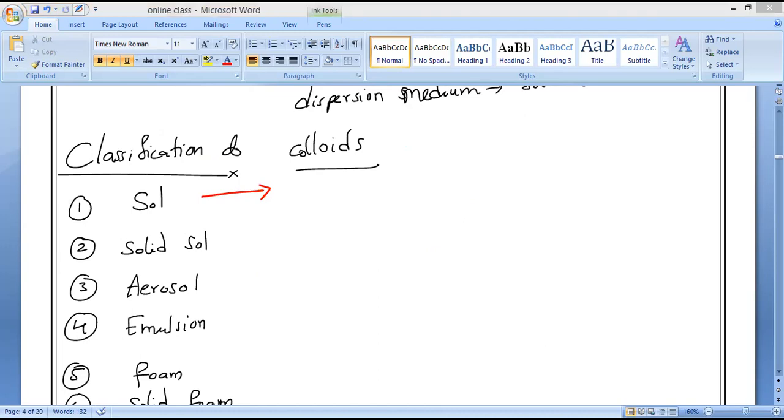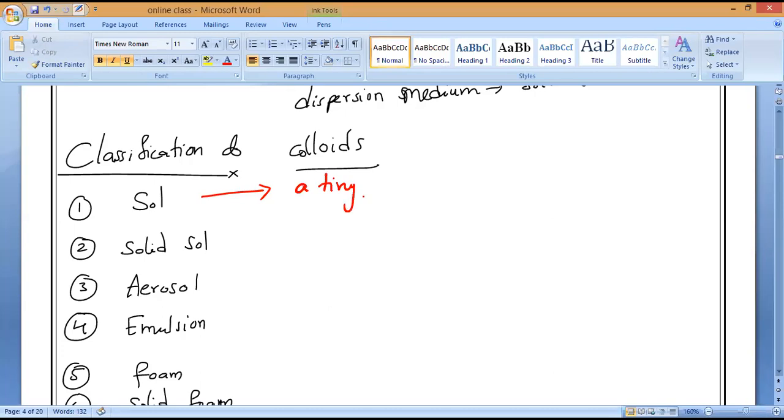First one, sol. If you take the sol, solid particles are dispersed in a liquid medium. So who is the dispersed phase? Solid. Who is the dispersed medium? Liquid. Yes, liquid. So in a sol, tiny solid particles are dispersed in a liquid medium.